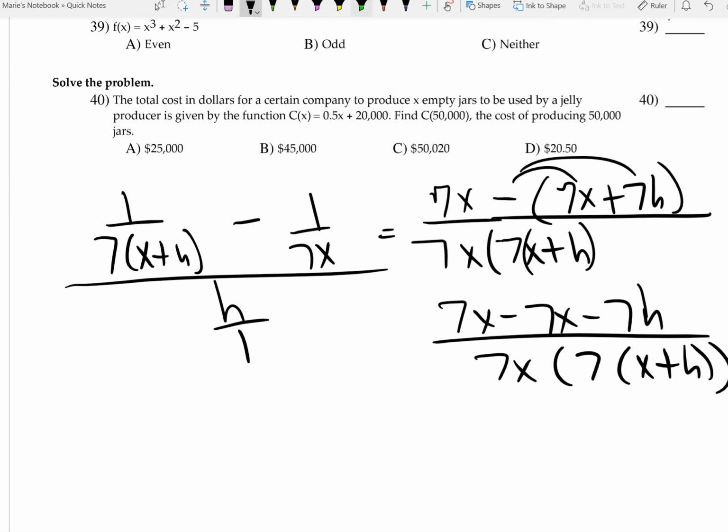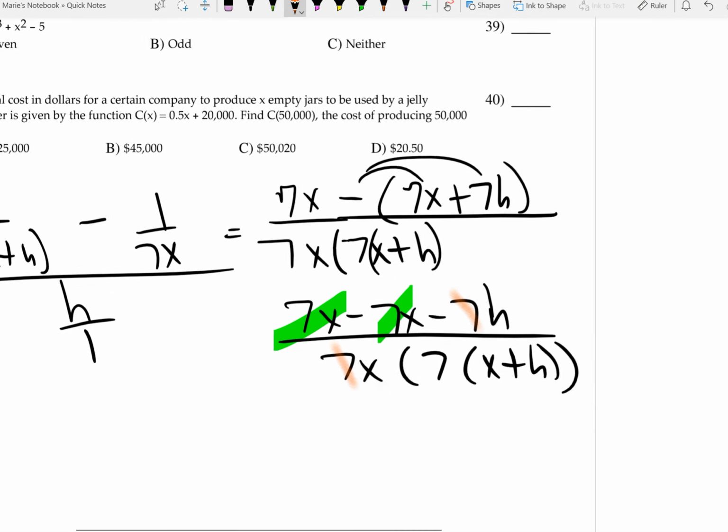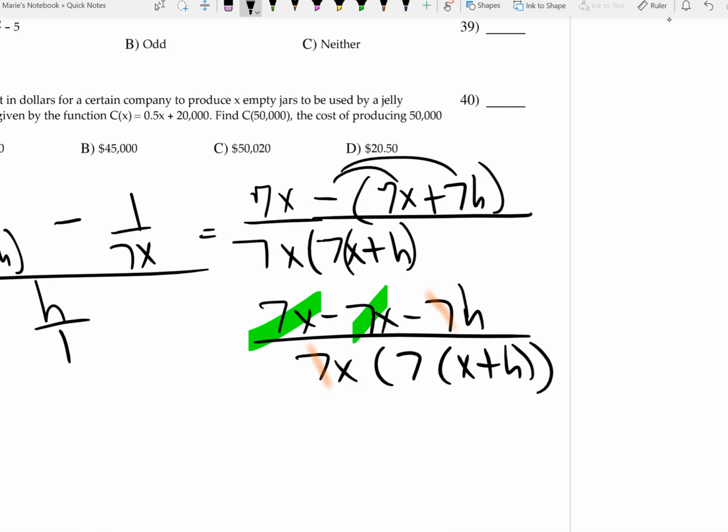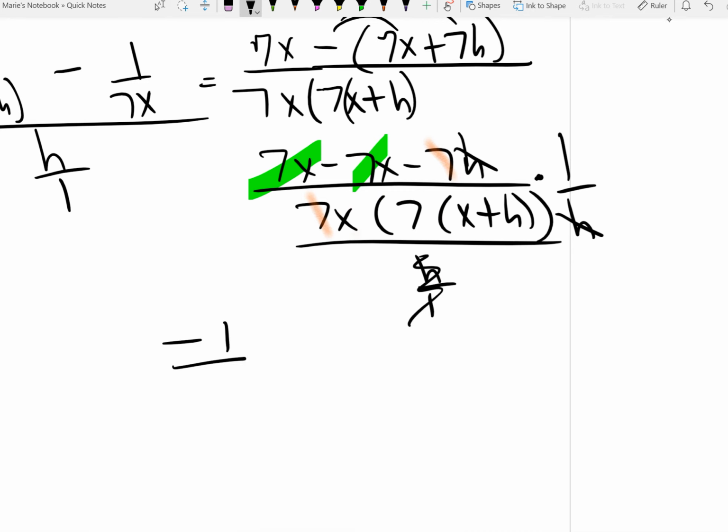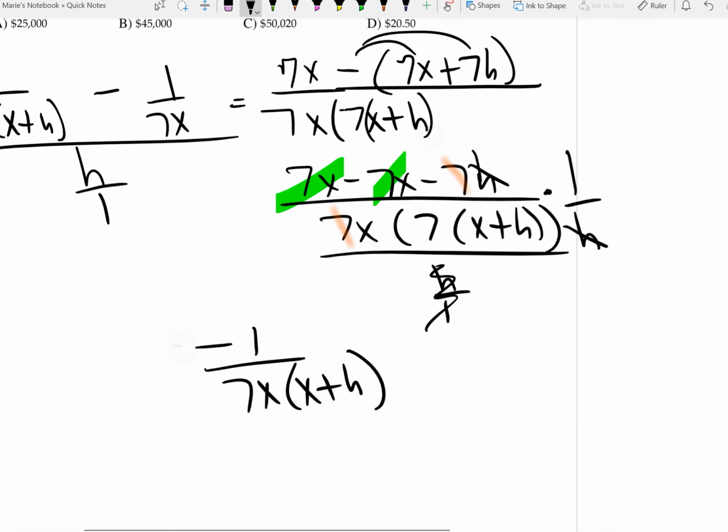Alright? And so the positive 7x and the negative 7x cancel. The 7s will cancel here. The x will remain. This h is going to cancel because you're going to multiply by the divisor, which has an h over 1 sitting here, so that's going to get flipped. You're going to have 1 over h, so that'll cancel with that. Your final answer will result in negative 1 over 7x, x plus h. Okay.